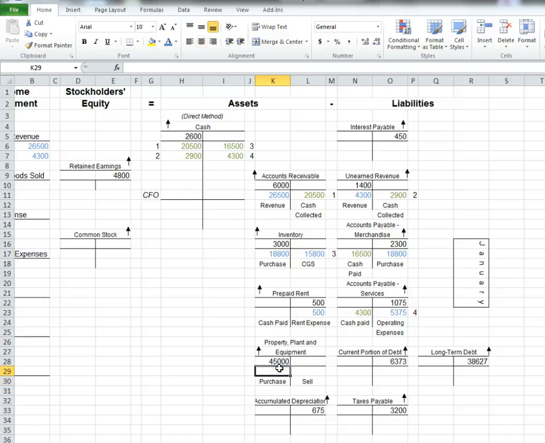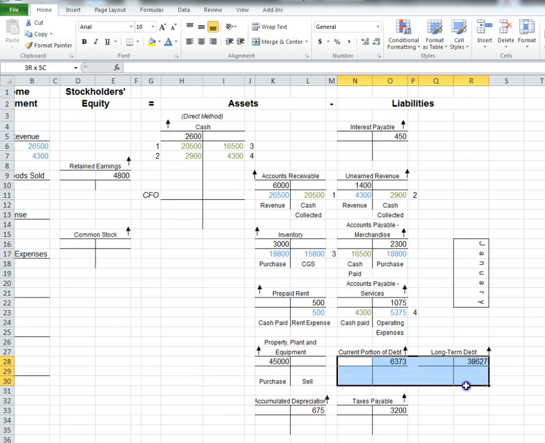Now here's the puzzling thing. There's nothing green in here, so there's been no cash payment for this property, plant, and equipment. So how did they pay for it? Well, they might have issued stock, but no, the common stock account didn't even change. So they didn't sell stock. Well, maybe they issued debt.